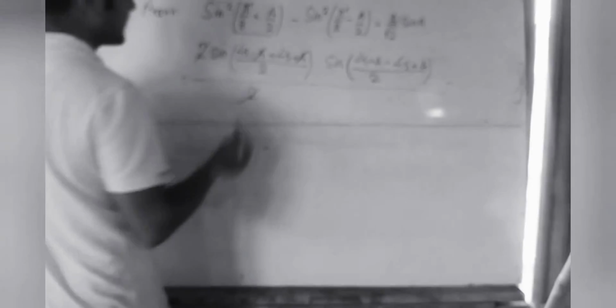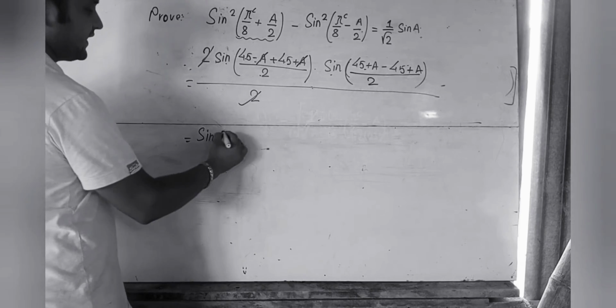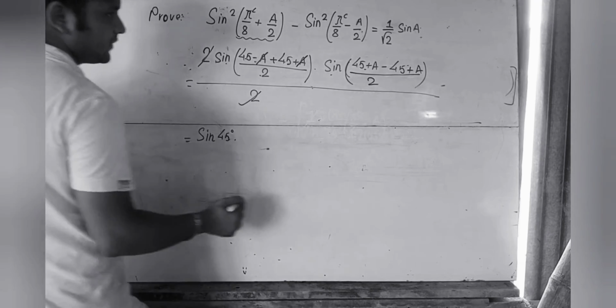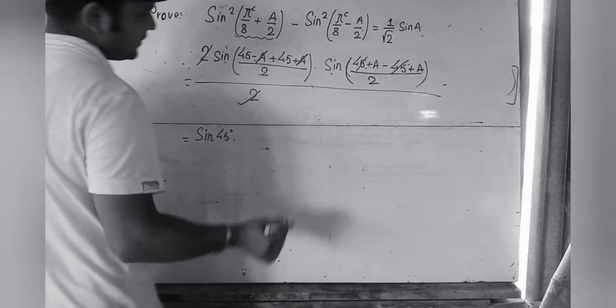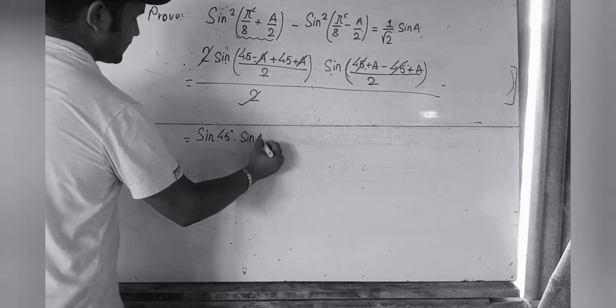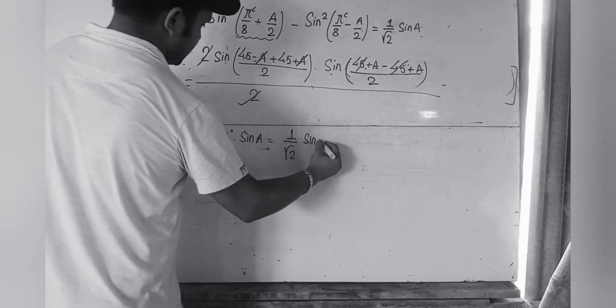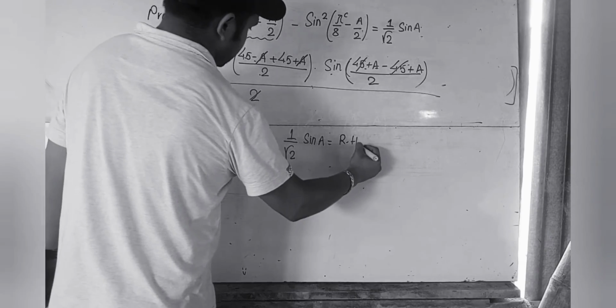Minus a plus a is cancelled. Now you have sine 45 plus 45 is 90. 90 by 2 is 45. Dot, 45 and 45 cancel. A plus a is 2a. 2a by 2 is a. Now sine 45, we know the numeric value of sine 45. That is 1 by root 2 sine a, which is our RHS.